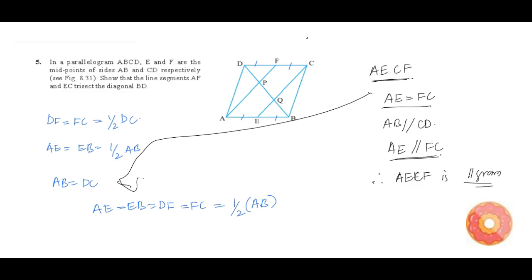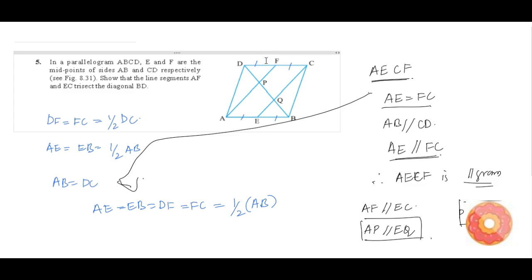Now in a parallelogram, opposite sides are parallel. Therefore, AF is parallel to EC. This is an important observation. Actually, from this what we can get is AP is parallel to EQ and PF is parallel to QC. We need these two conditions to show that line segments AF and EC trisect the diagonal BD.